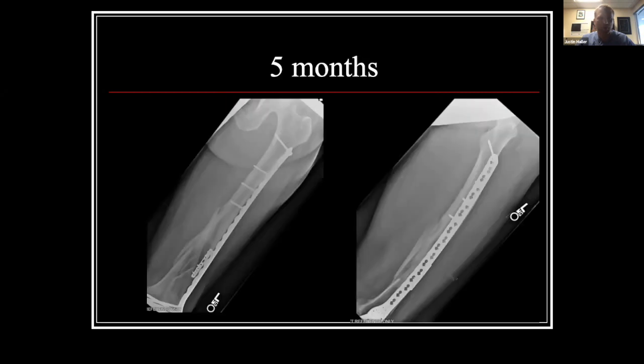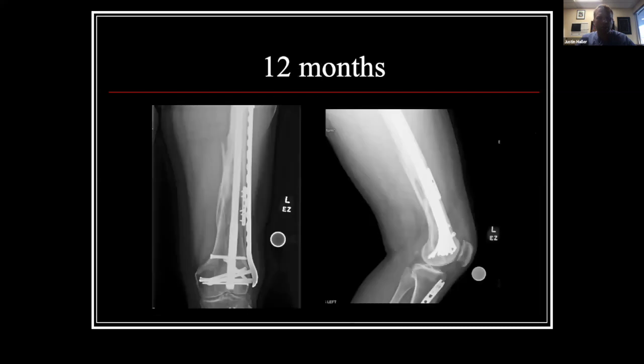So he unfortunately followed up elsewhere. We do have some films on him at 5 months, where it does look like he has some healing along the medial and posterior aspects of his femur. However, at the outside institution, he underwent a non-union surgery where he had some of his hardware and his plate removed and had this retrograde nail placed. Unsure whether he had bone graft placed.